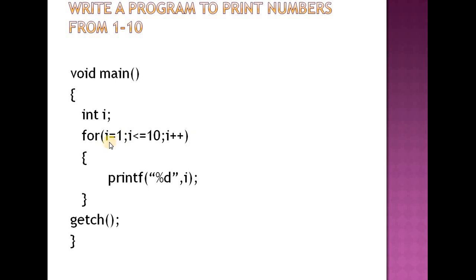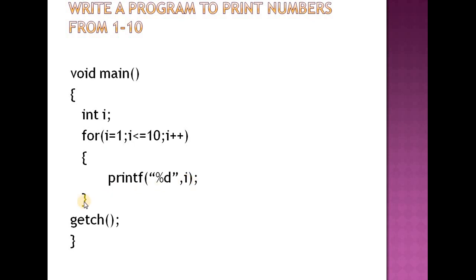This initialization will be done only once for the first time. So i is equal to 1 because we have to print numbers from 1 to 10. i is equal to 1. Is 1 less than or equal to 10? True. When this test condition becomes true, the control will enter this curly bracket and execute the body of the loop. In this case we are going to print the number. So what is the value of i? 1. 1 will get printed over here.